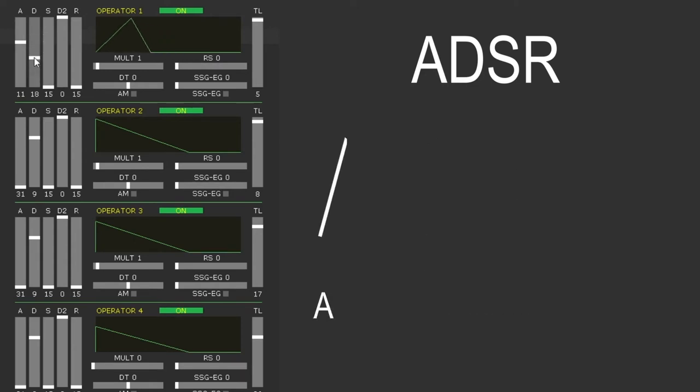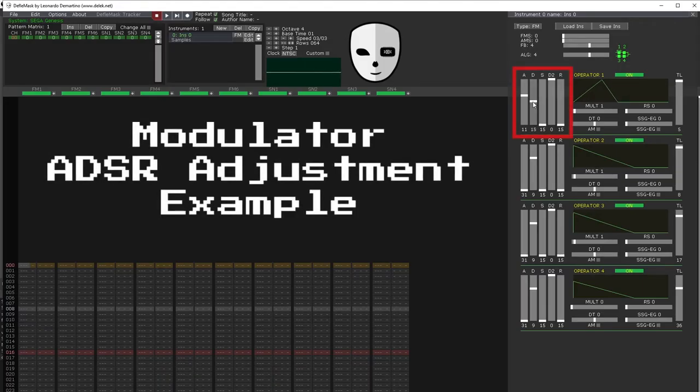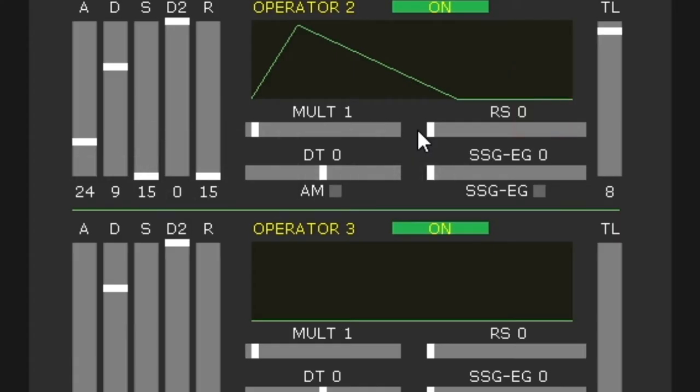The attack is how long it takes for the envelope to reach its peak level. Decay is the time it takes to reach the sustain, which is the level sustained while a note is held. And release is the time it takes for the envelope to completely close after the note has been released. We can also change the overall envelope speed with the RS or rate scaling parameter.